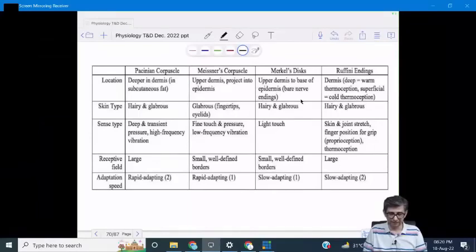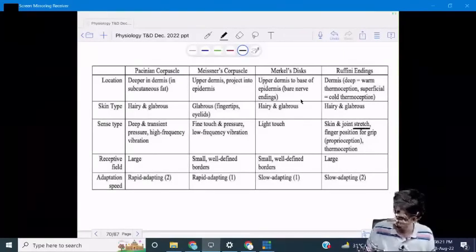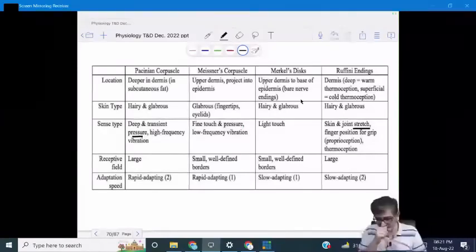पैक्सिनियन कॉप्सिकल्स प्रेशर के लिए होते हैं. तो आपने जो आंसर करना था यहाँ पे, एक स्ट्रेचिंग के लिए होता है रूफिनीज इंडेक्स, that's mainly for stretching, and pressure is related to Paxinian corpuscle. So you're left between two only, Meissner's corpuscle and Merkel's discs here.